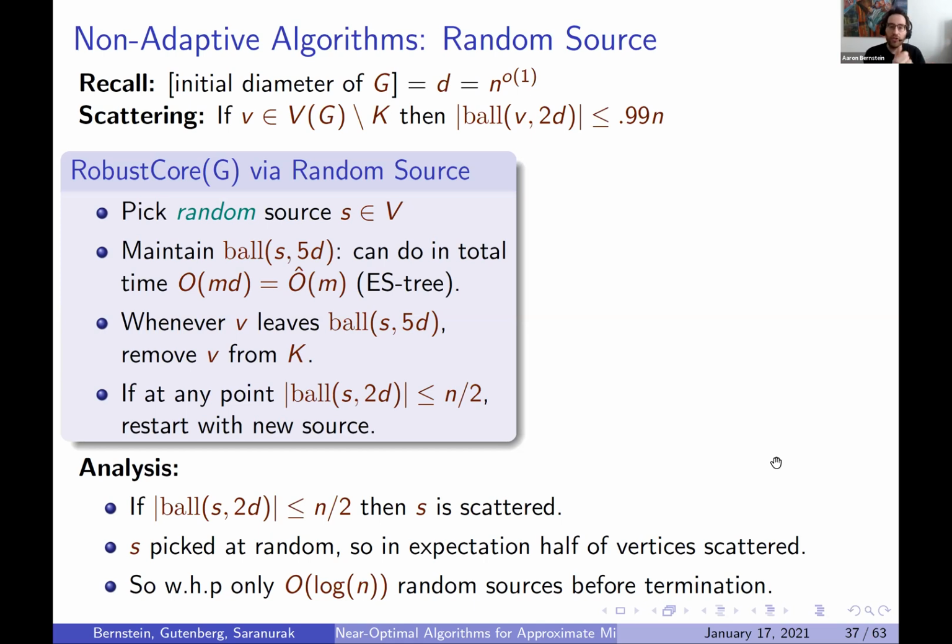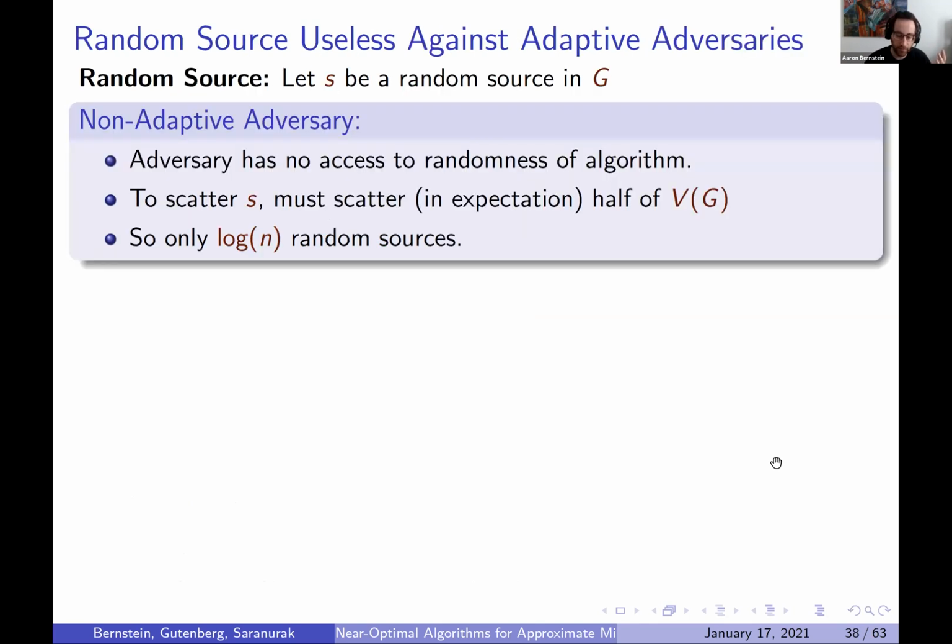All right, so I showed this algorithm. This is not our algorithm. This is a non-adaptive algorithm, but to kind of highlight why things are so much easier in a non-adaptive setting. This random source technique is really powerful, but it's totally useless in an adaptive setting. Because the key argument of the non-adaptive setting was that the adversary doesn't know the source, and so to scatter the source, it has to scatter half the vertices in the graph.